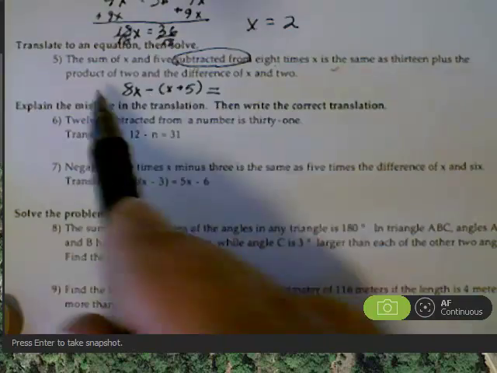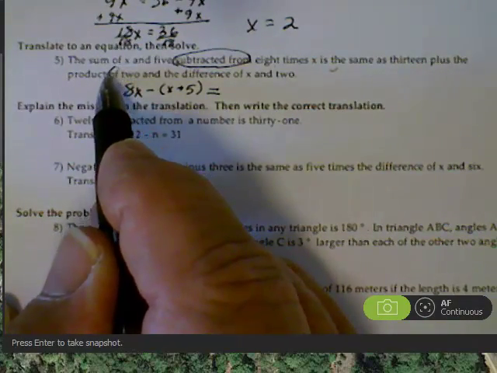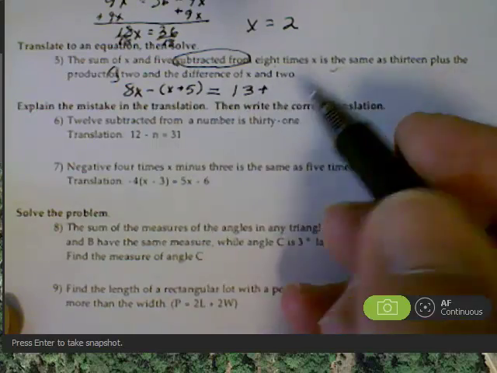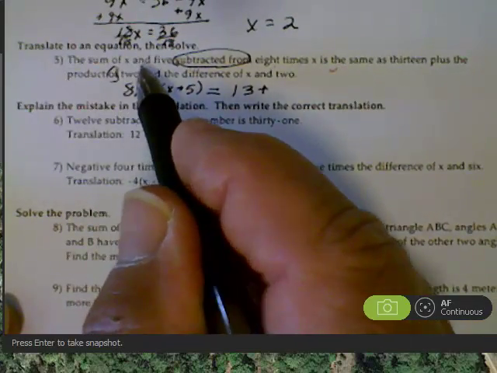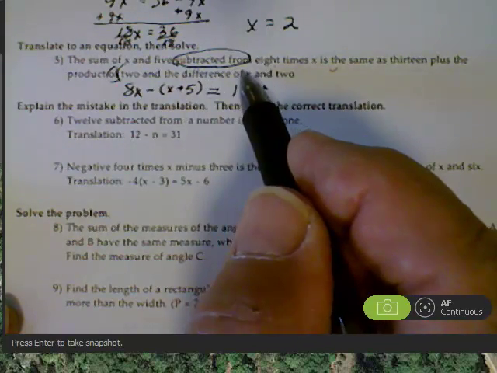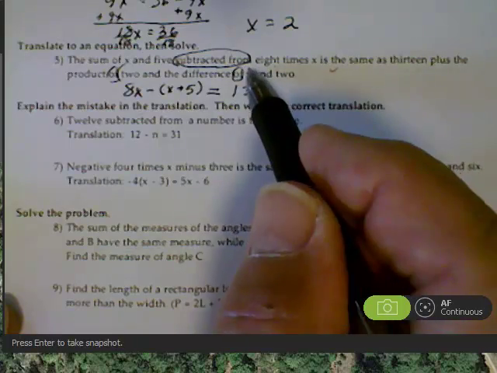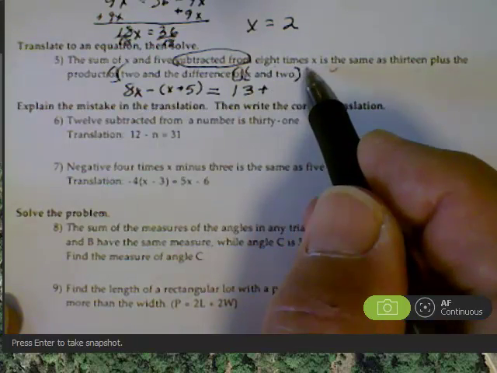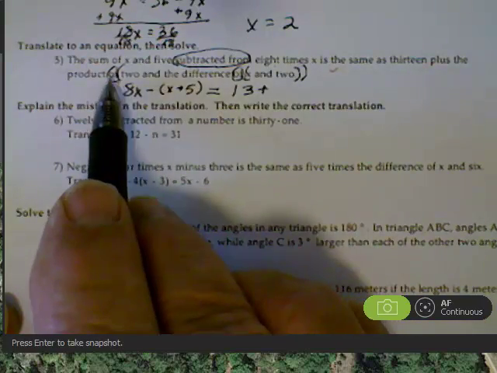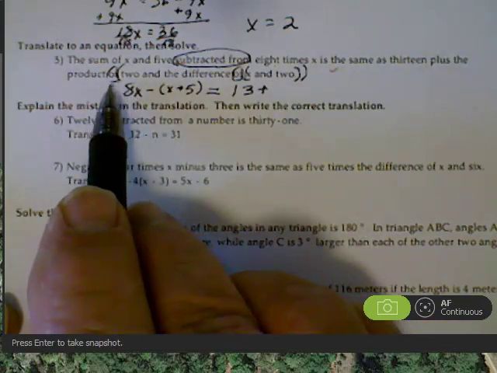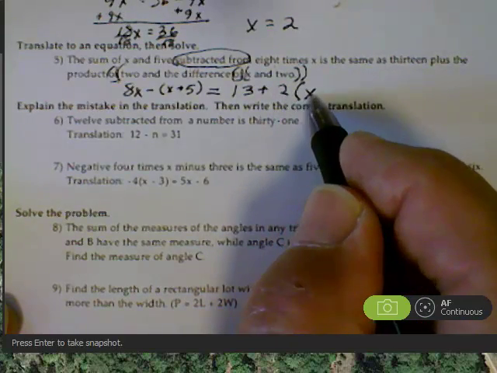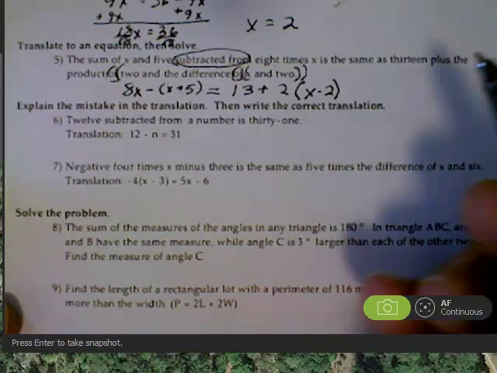13 plus the product of. So we have 13 plus the product. Now we have of. So that's 2 and the difference, another of x and 2. So notice we have two sets of parens because we have two ofs. So the product of 2 and the difference of x and 2.